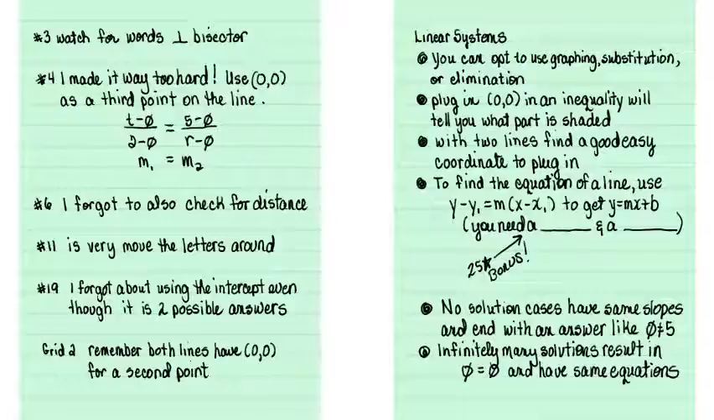No solution cases have same slopes, they're parallel lines, and they end up with an answer something like 0 equals -5. The variables get canceled out. Infinitely many solutions result in 0 equals 0. Everything gets canceled out. So you have exactly the same equation here.